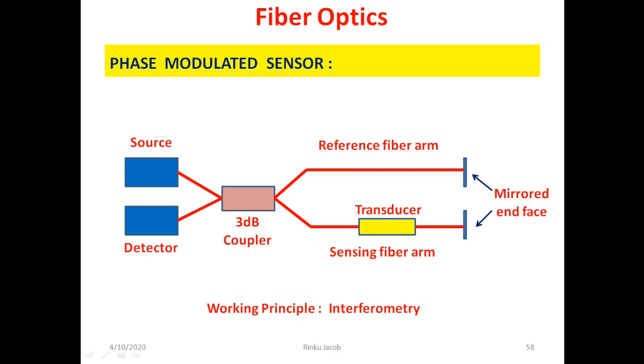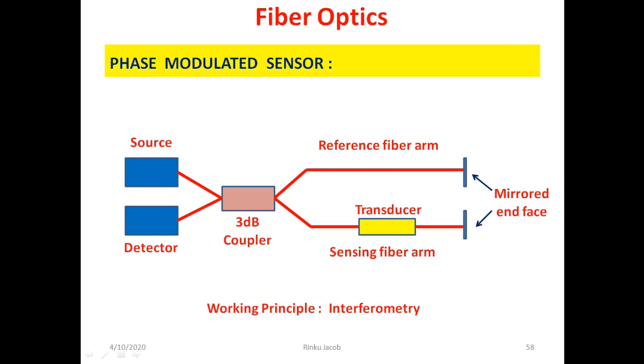Now when we use the sensor for sensing any measurement, the transducer connected to the sensing fiber arm will change its length in accordance with the measurement. So the length of the sensing fiber arm will be different compared to the reference fiber arm, which is kept in isolation from the measurement. This will generate a path difference between the two rays reaching the 3 dB coupler from the reference and sensing fiber arms after reflection. This path difference produces a phase difference between the rays.